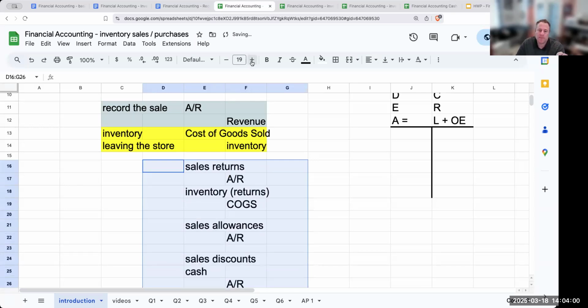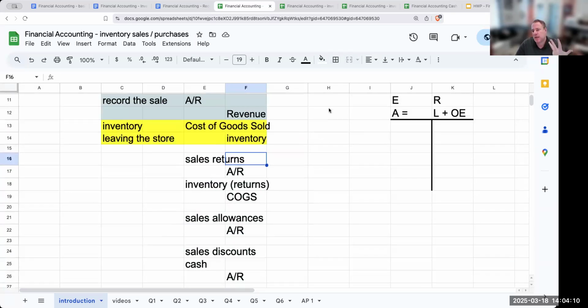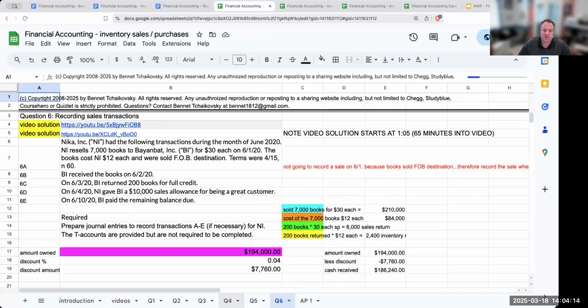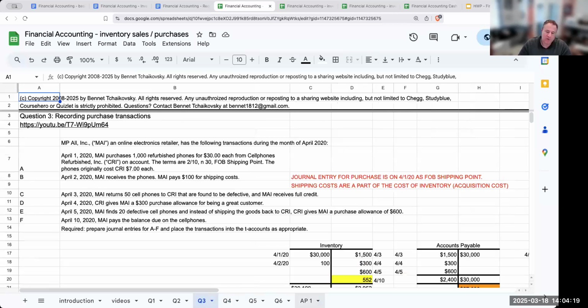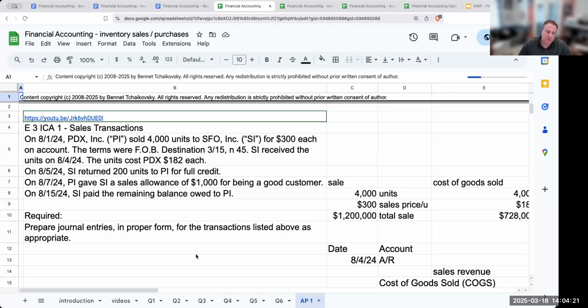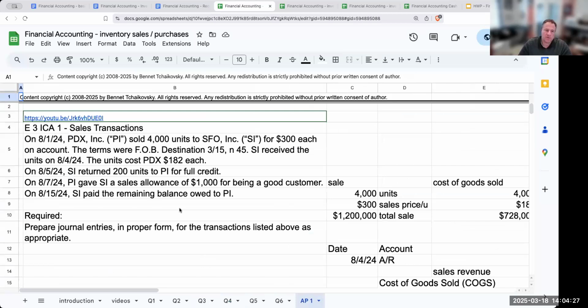What's really important to remember is that when we do these sales transactions, these forms of journal entries do not change. They are always going to be the same. So as you're learning this, it is great to memorize them. I've put a lot of different questions in here, and the other sample question over here is with regards to sales transactions.